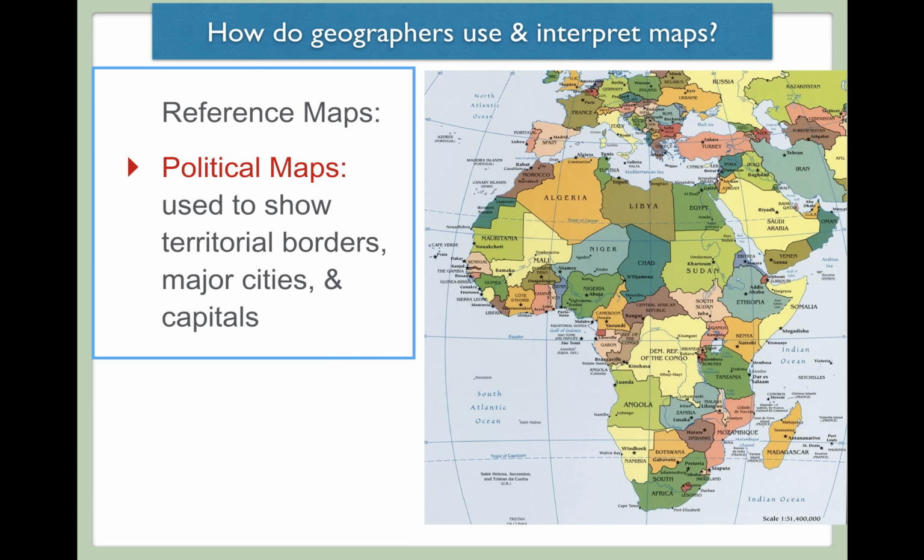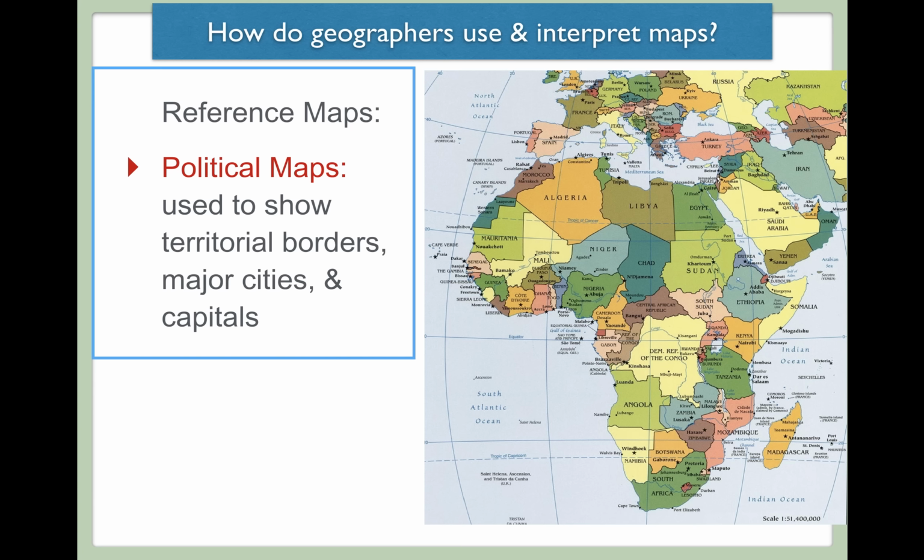Political maps are used to show, it's probably what you're most familiar with or what you most associate with a map, is just territorial boundaries, territorial borders. A political map is going to show us where a particular country's borders are, their major cities sometimes, and sometimes their capitals. So it just depends. But the bottom line is the political map is showing territorial borders.